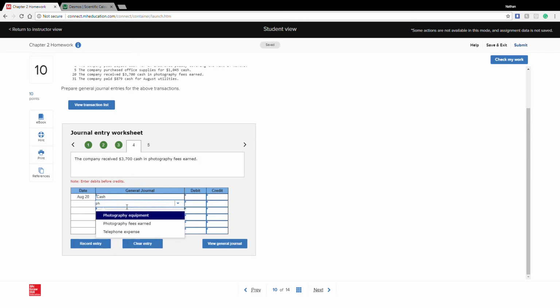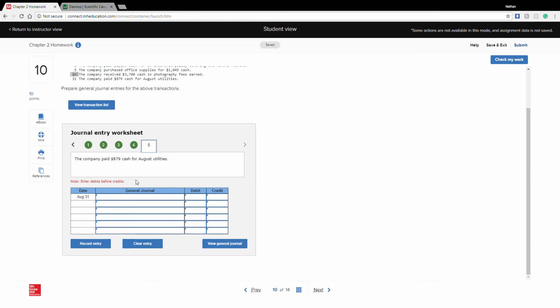And then we're going to use photography fees earned because that's my other account. And then just fill in the numbers, debit the cash to show the increase of cash, and then credit the revenue to show an increase of revenue. We have now done the revenue recognition principle. Yay! We have recognized the revenue. Notice that the dates are already filled in for you. You don't have to worry about those. But be wary on any other item to always fill in the dates to whenever the transaction happens.